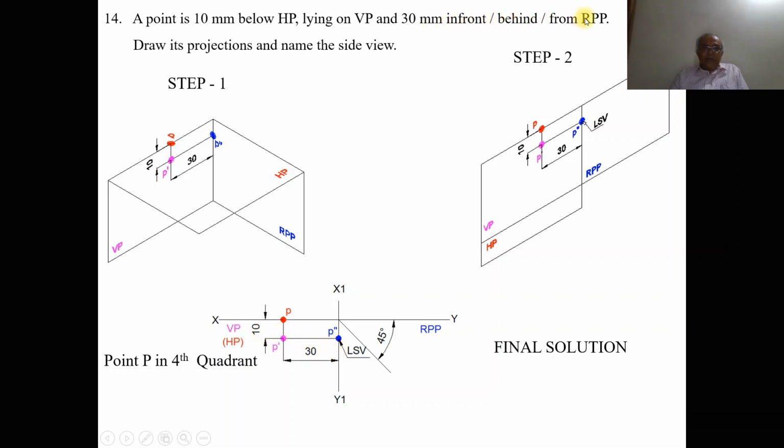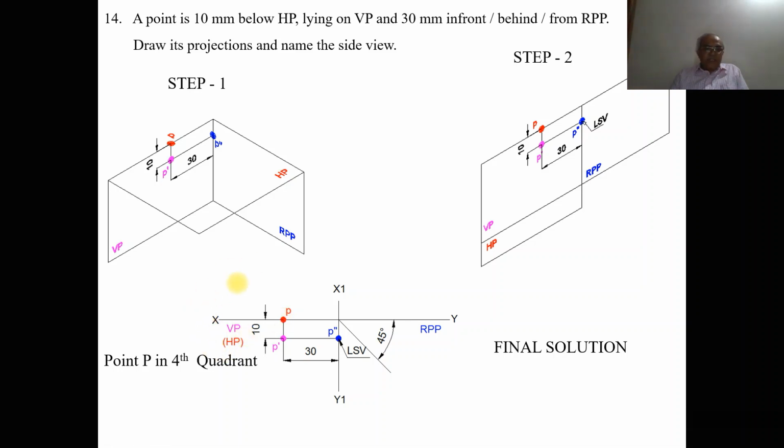Then the distance with respect to the profile plane, which is 30 mm, you measure from the X1Y1 line and draw a vertical projector. Then the distance with respect to HP, which is 10 mm, you measure from the XY line, you take this point and you mark this point as P dash. Then since it is lying on VP, obviously this point will be on HP. So the point is here, P on the XY line.